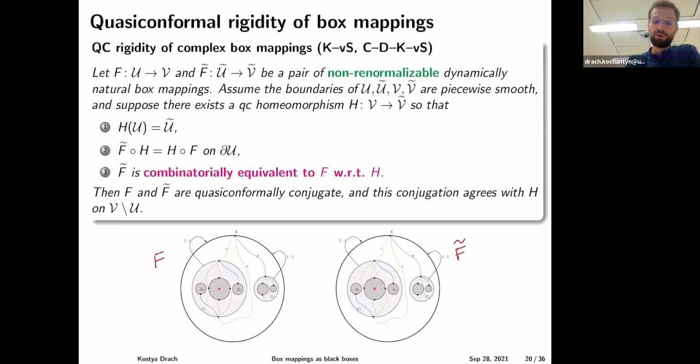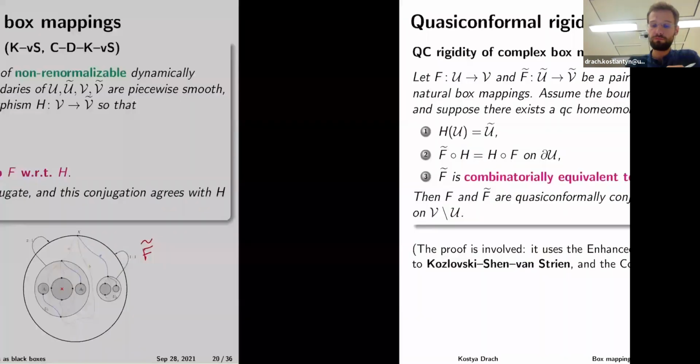And under these assumptions, we conclude that F and F tilde are quasi-conformally conjugate. In fact, this conjugation agrees with H on this fundamental domain. So this is a typical result about quasi-conformal rigidity, when we promote combinatorial equivalence or topological equivalence to something stronger, which is QC rigidity.